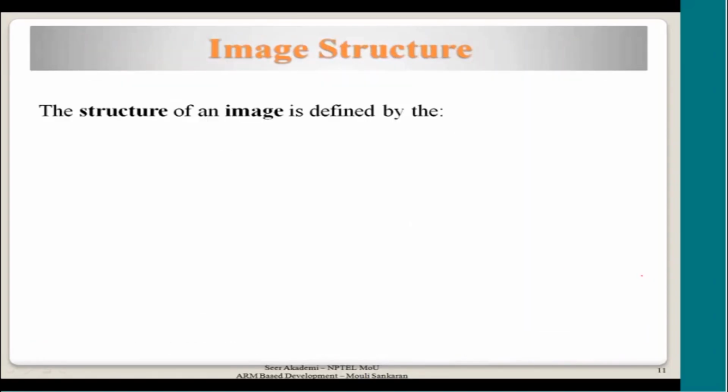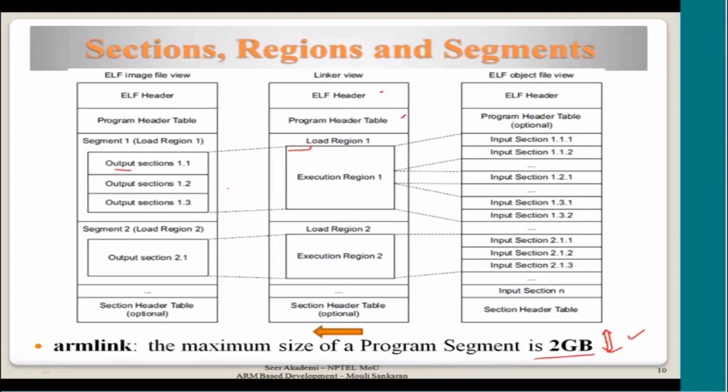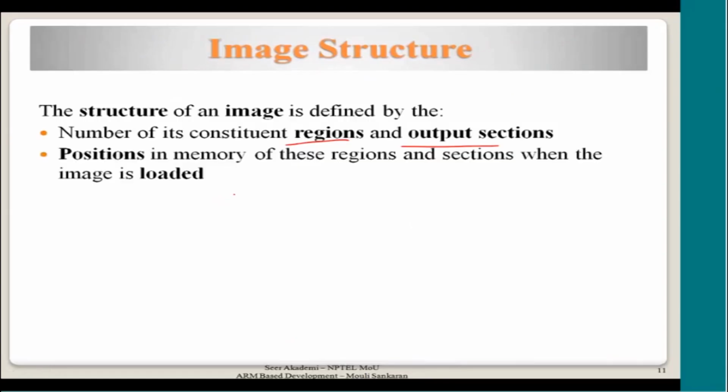Now, what is the image structure? The structure of the image is defined by the number of its constituent regions and output sections. As I told you, there are output sections and regions. So how many of them are there, and what are the positions in memory of those regions and sections when an image is loaded?